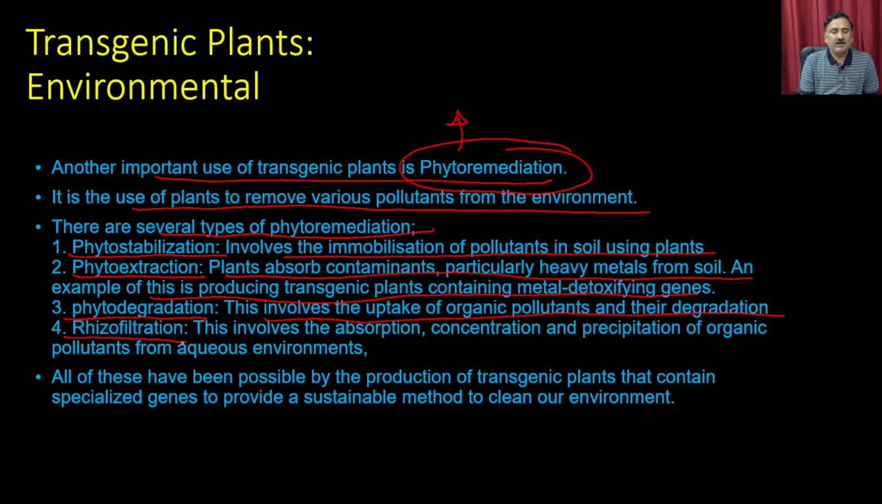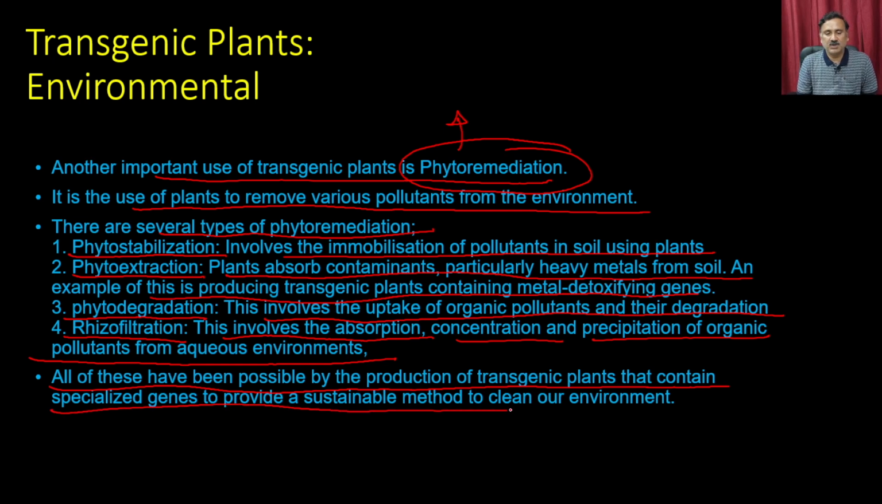Then we have the rhizofiltration. This involves the absorption, concentration and precipitation of the organic pollutant from the aqueous environment. All of these have been possible by the production of the transgenic plant that contains a specialized gene to produce a sustainable method to clean our environment.